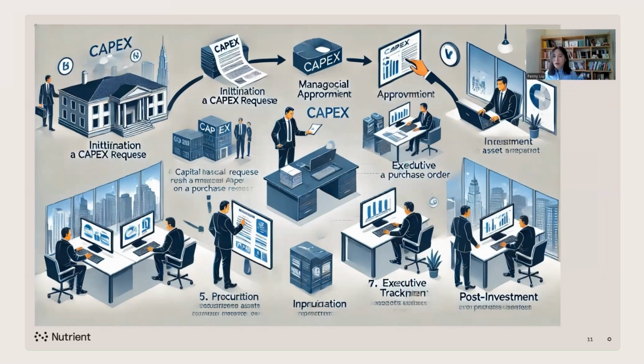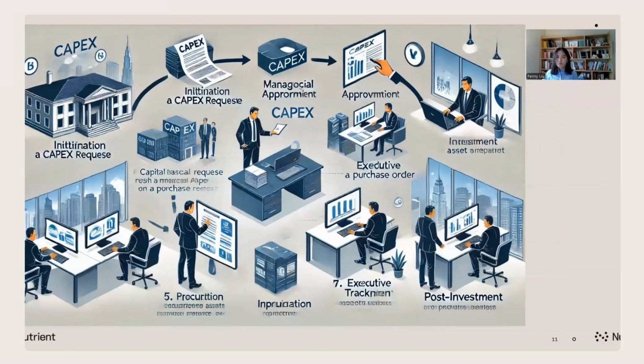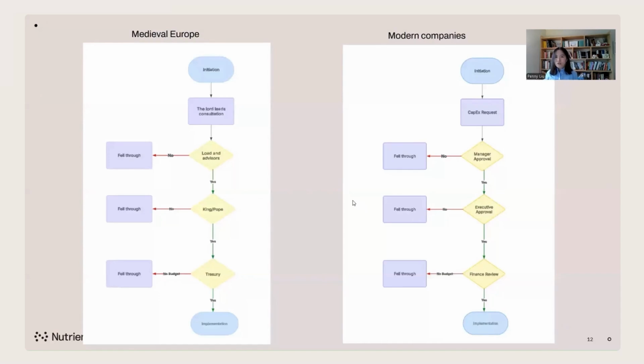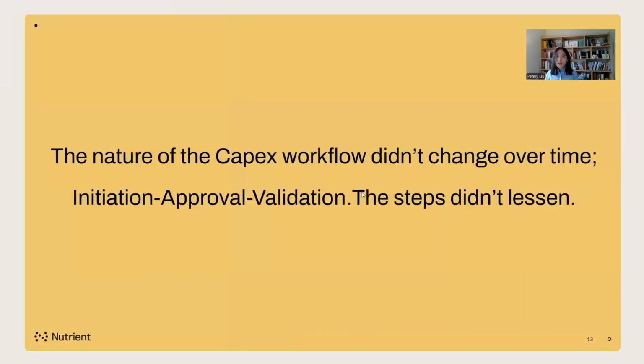And based on the amount of the expenditure, this request also may need to go to senior management, executives, or even board members. And once all the approvals go through, the procurement process can start there. So I actually drew out a flow chart for each of these two scenarios. And then when I looked at them side by side, I realized that I don't think the nature of the CapEx workflow actually changed much over time.